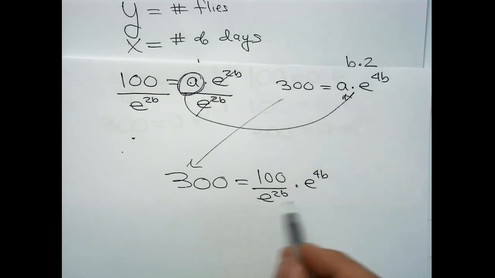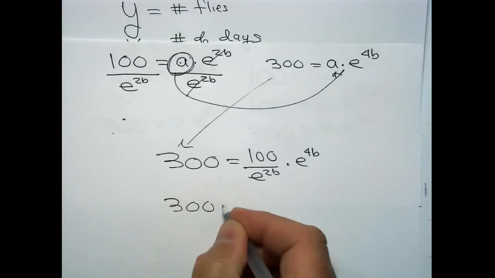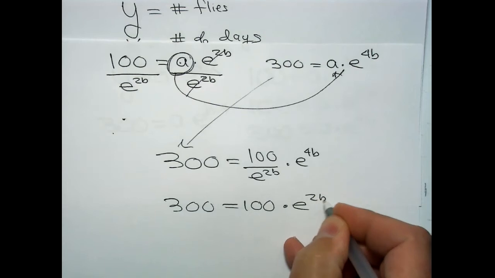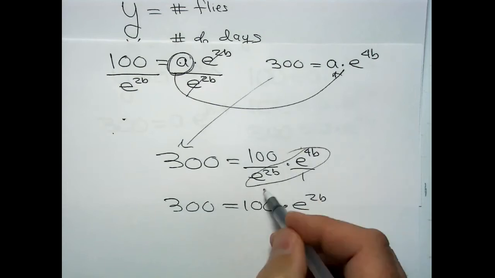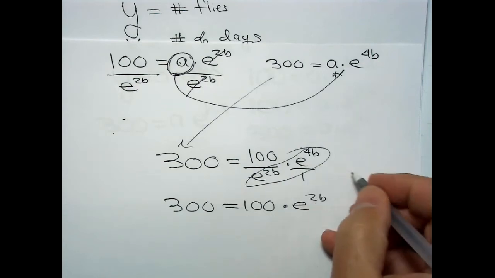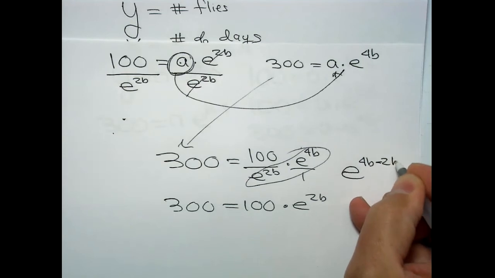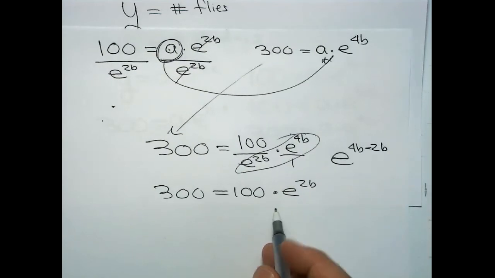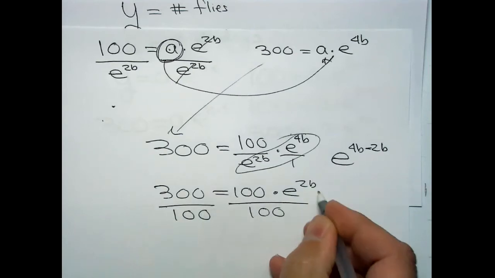Well, this certainly won't help me find A, but we'll find A later. For now, 300 is equal to 100 times e to the 2b. What did I just do there? I divided these two. You know how to divide when the bases are the same, right? Subtract the exponents. Boy, are we close. Next step, divide by 100. Let's peel away the layers to get to that b.